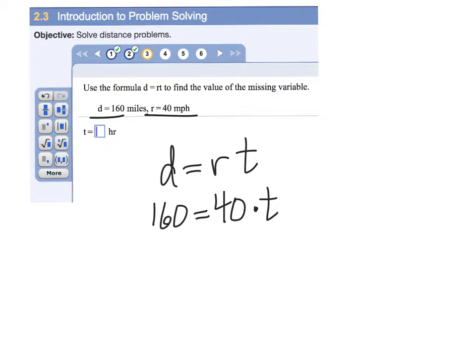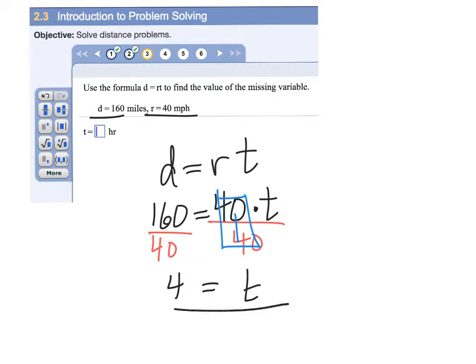Now it's just an algebra equation. 40 times T. So how do you get the T by itself? Well, you divide both sides by 40. So 40 divided by 40 gives us 1. So you've got T is equal to 4, because 160 divided by 40 is 4. So T is 4, and in this case it stands for 4 hours.